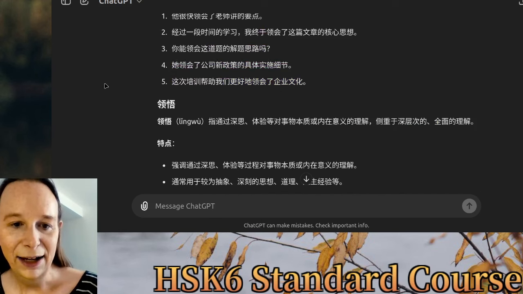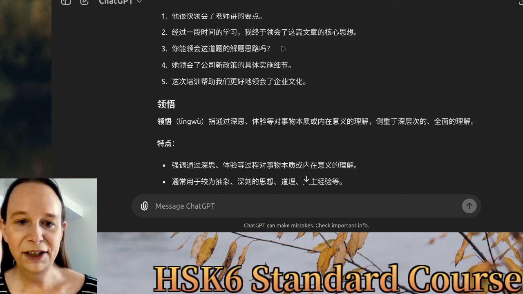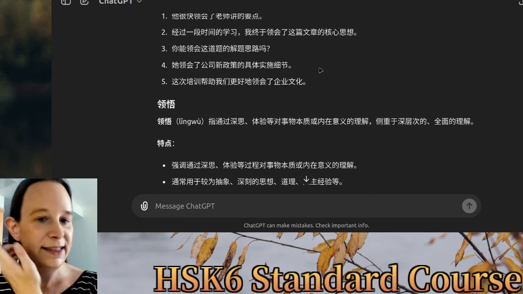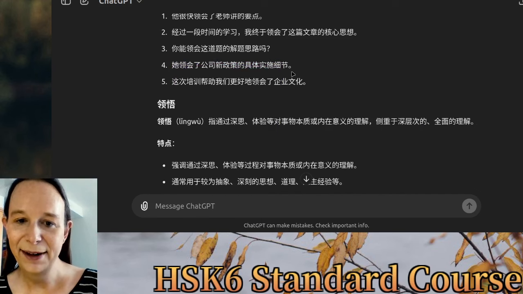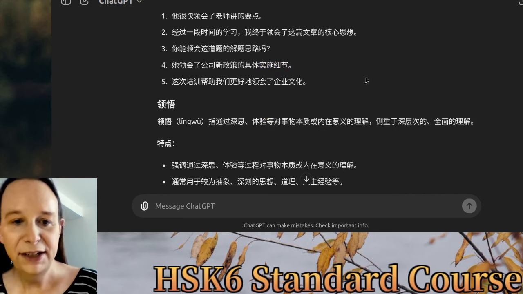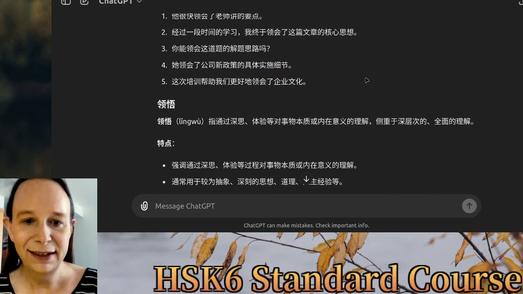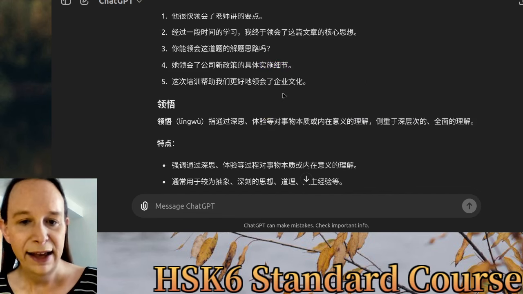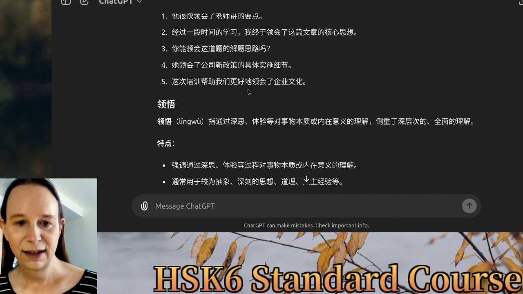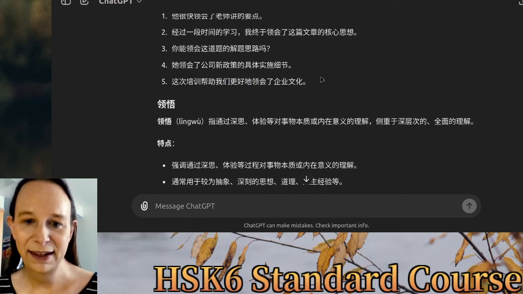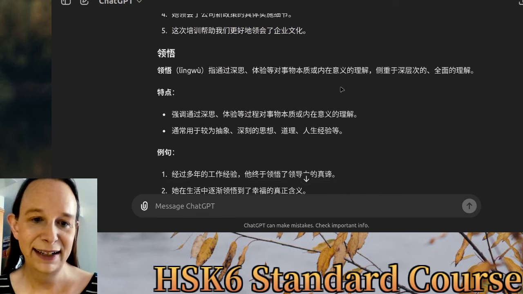Okay, 她领会了公司新政策的具体实施细节. So she grasps the company's new policy's implementation details. 这次培训帮助我们更好地领会了企业文化. So we better grasp the enterprise's culture.